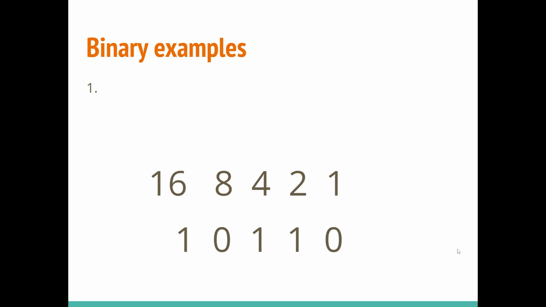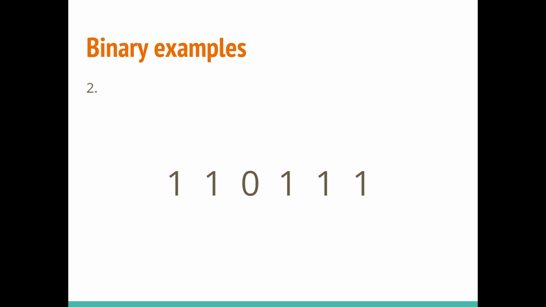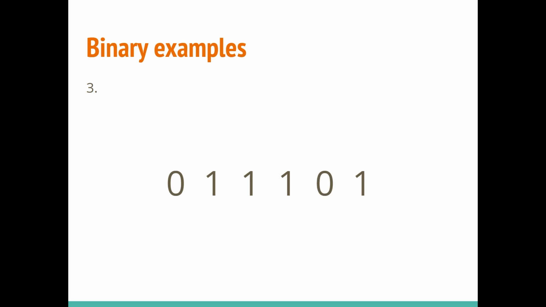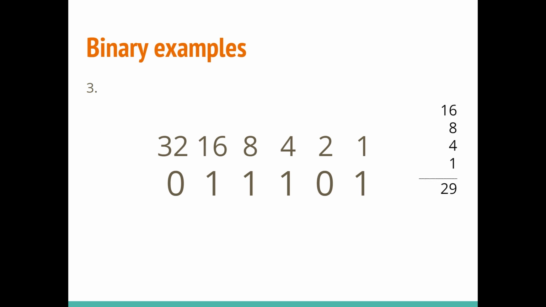Here's another example. We have 1, 0, 1, 1, 0. What does that mean? Well, we take the numbers that have a 1 underneath it and we add them together. 22. Here's another example. What does that mean? Well, first we need the binary values, and the values that have a 1 underneath it, we add them together. There we go, 55. Another example. Get the binary values above each digit. Remember, starting at 1, doubling each time. And add the values that have a 1 underneath. 29 for this one.